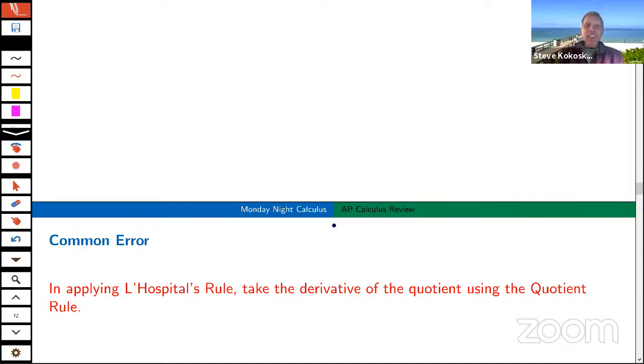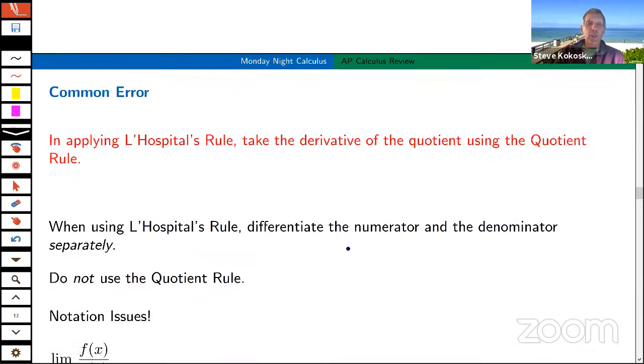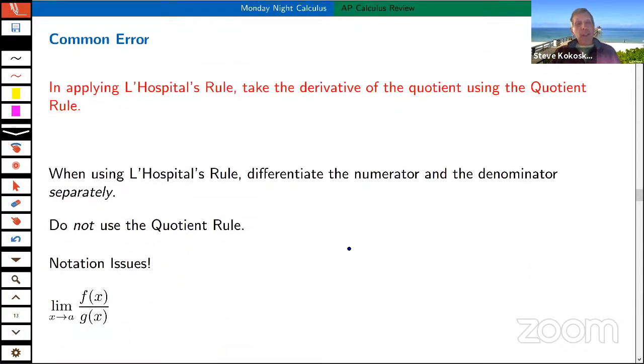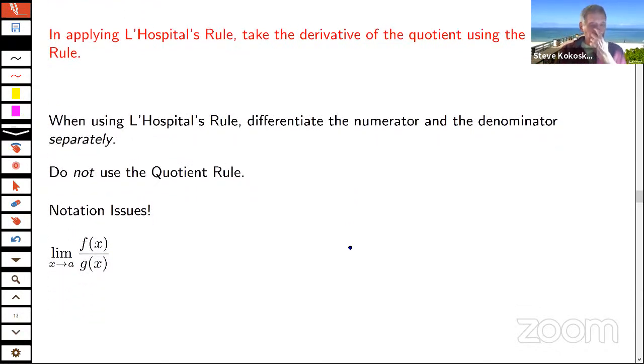All right. In applying L'Hopital's rule, we take the derivative of the quotient using the quotient rule. Now, I think there's probably a couple people laughing out there at this one, but of course that's wrong. We don't use the quotient rule. We take the derivative of the numerator, we take the derivative of the denominator separately, and then we try to evaluate the limit. But I want to remind you of a couple of notational issues here.